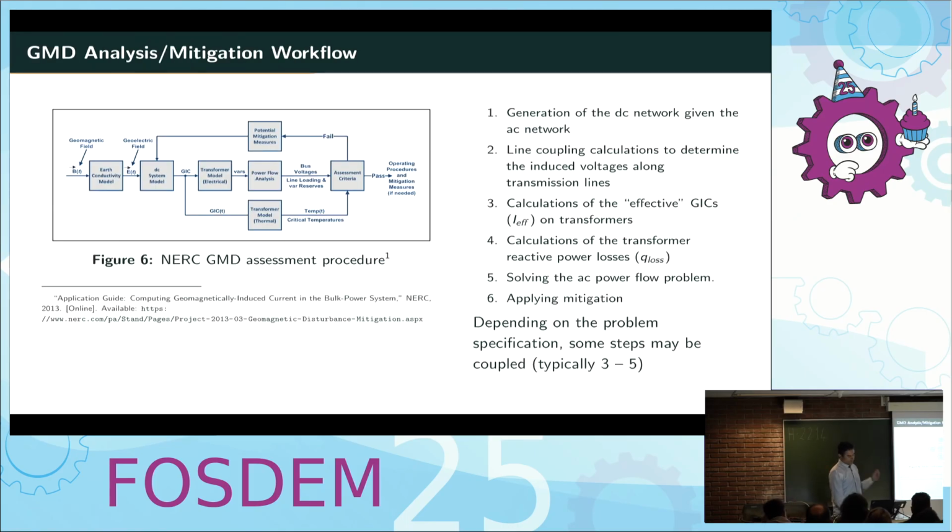This motivates our workflow that we see here, suggested by the North American Electric Reliability Corporation. We have a number of different steps. We apply an Earth connectivity model, put it into a coupling model, apply a DC solve, apply our transformer saturation model, apply our AC solve, and then perform mitigation measures.